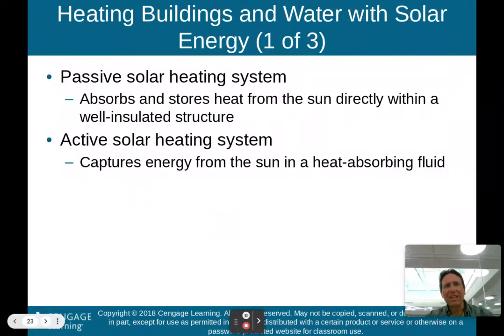All right, so let's talk about heating buildings and water with solar energy. So again, there are two types of heating systems out there. One is called passive solar heating, and another is called active solar heating. So what is passive solar heating? This absorbs and stores heat from the sun directly within a well-insulated structure. Passive, right? Really not doing much. Active captures energy from the sun in a heat-absorbing fluid. All right, so let's talk about that.